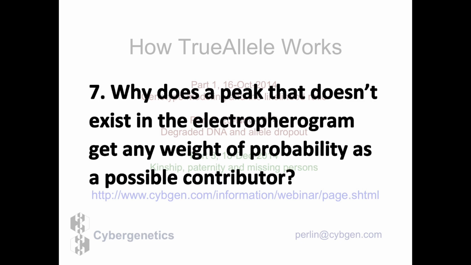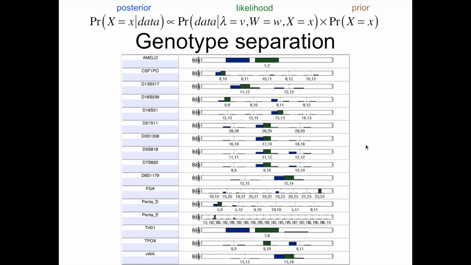The next question is, why does a peak that doesn't exist in the electropherogram get any weight of probability as a possible contributor? Another way of looking at this, since TrueAllele is not looking to assign weights to peaks or alleles, but to allele pairs, is why would a genotype allele pair have any weight of probability if the peaks that might support it in the data aren't there?